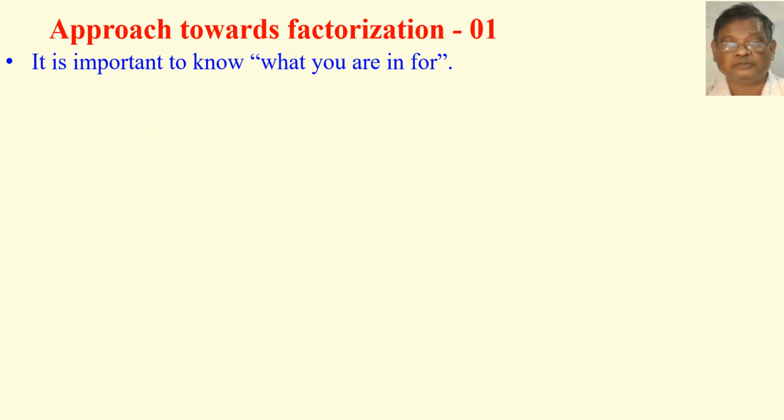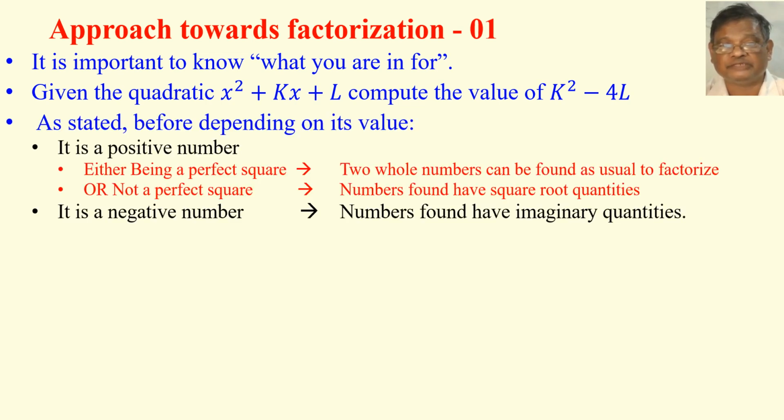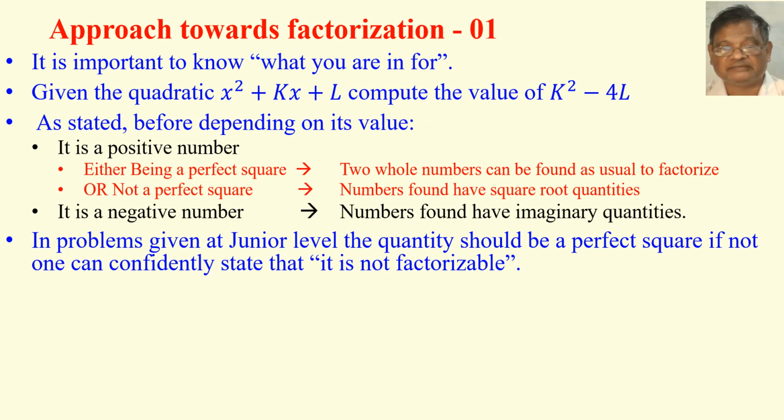It is important to know what you are in for. Given the quadratic x squared plus kx plus l, compute the value of k squared minus 4l. As stated before, depending on its value, a number can be found for p and q, or it cannot be found, for other reasons as shown. In problems given at junior level, the quantity should be a perfect square. If not, one can confidently state that it is not factorizable.